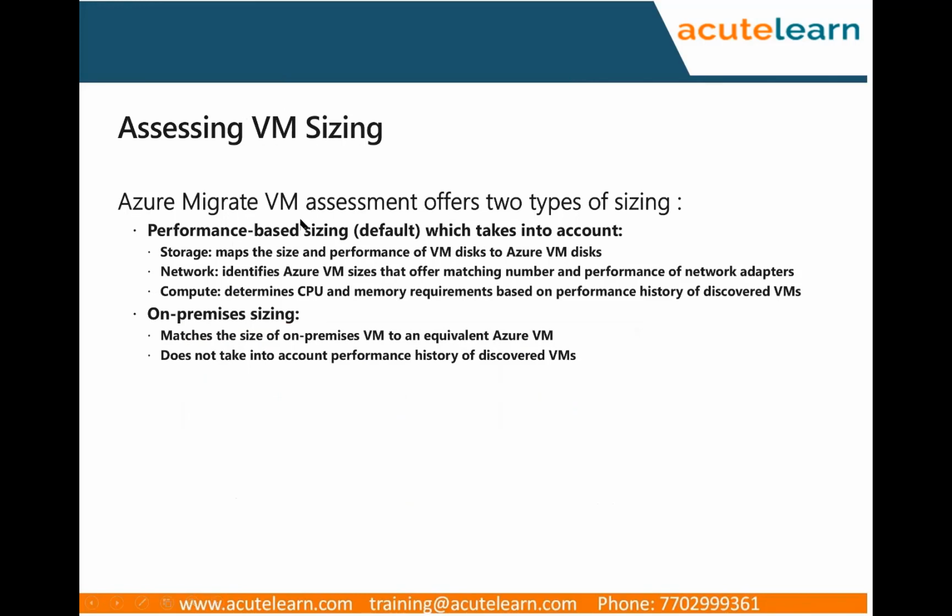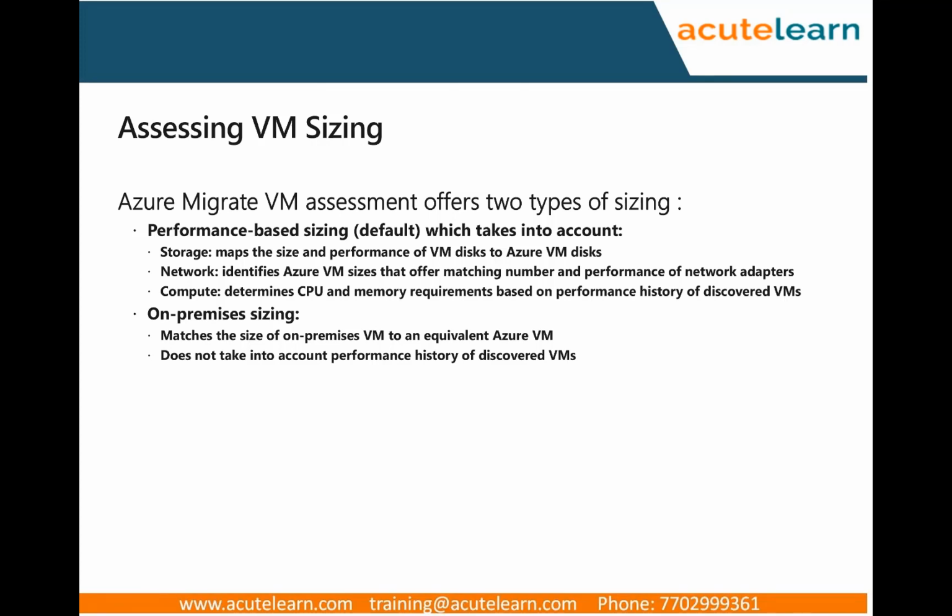Okay, the assessment will support two types of sizing: performance-based sizing and on-premises sizing. Performance-based sizing means it doesn't consider the resources which are allocated on the on-prem. It looks at the utilization of resources. So what is the CPU utilization on the on-prem VM? What is the memory utilization? And what processor is it available in? So in the target, what processor, what VM series, and what resources can be assigned. It is going to recommend based on the utilization of the resources.